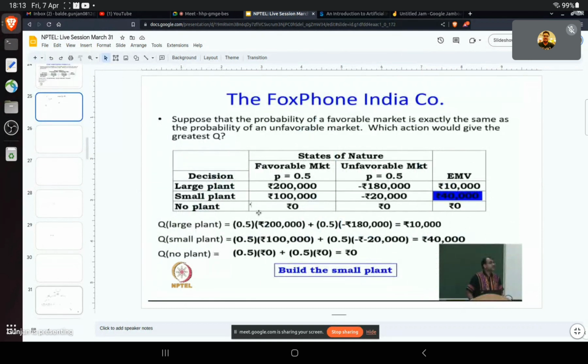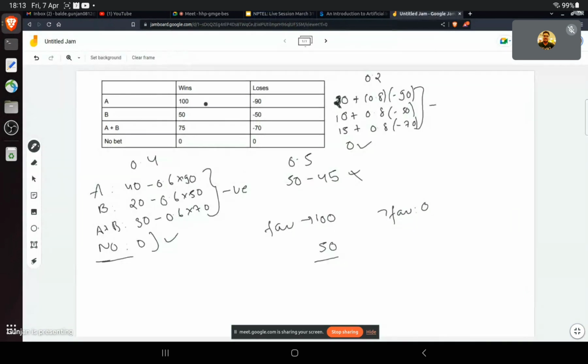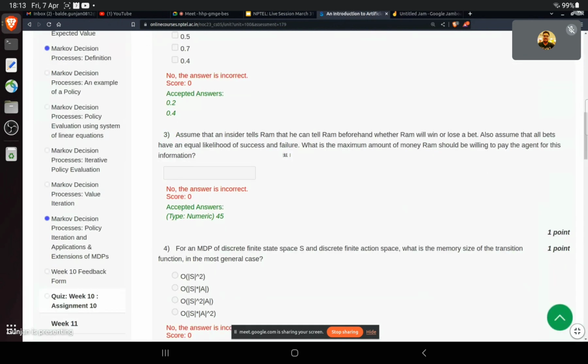The q value is basically the average, the expected likelihood of each row. So in this case, for A it is 5, for B it is 0, for C it is 2.5. I hope you are able to follow these calculations, right? Yes. And for D it is 0. So the maximum that we have is 5, right? So the answer is simply 50 minus 5, that is equal to 45. So here we have the maximum amount of money that Ram should be willing to pay is 45.